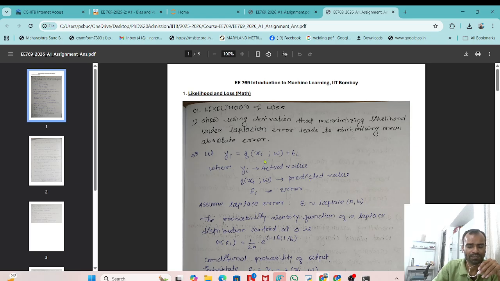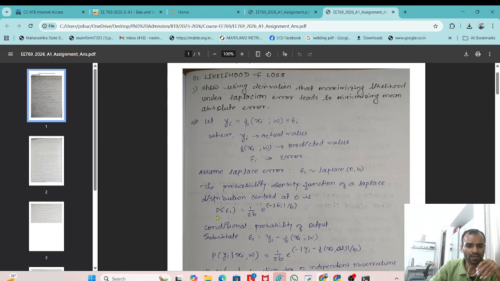This is the actual value, this is the predicted value, and this is the error. So the predicted value should reach the actual value. For that we are using the Laplace error. It is a Laplace distribution centered at 0, and this is the parameter. And this is the probability of the error. So the probability of occurrence of this error is given by this expression, which is nothing but the probability density function.